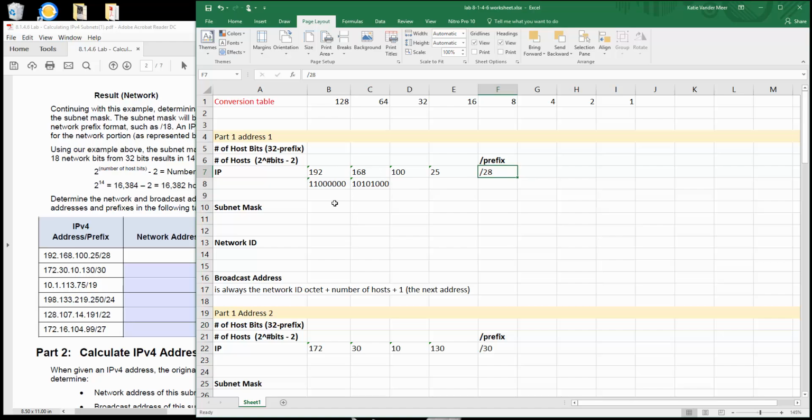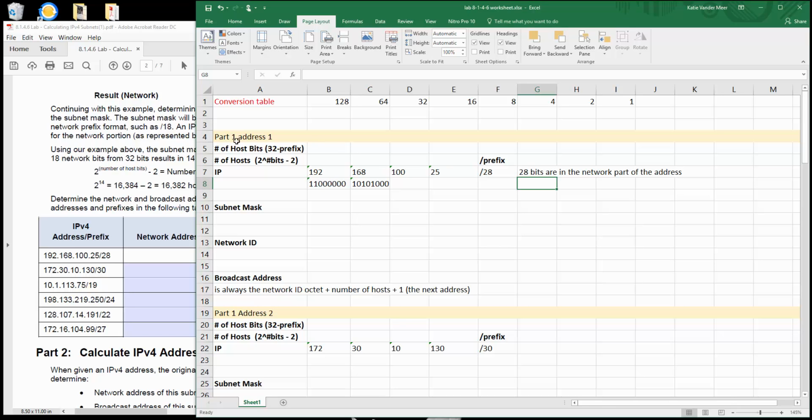So first of all, let's figure out our subnet mask. And that we can tell based on that prefix number. So if I have a /28, that means that there are 28 bits in the network part of the address.